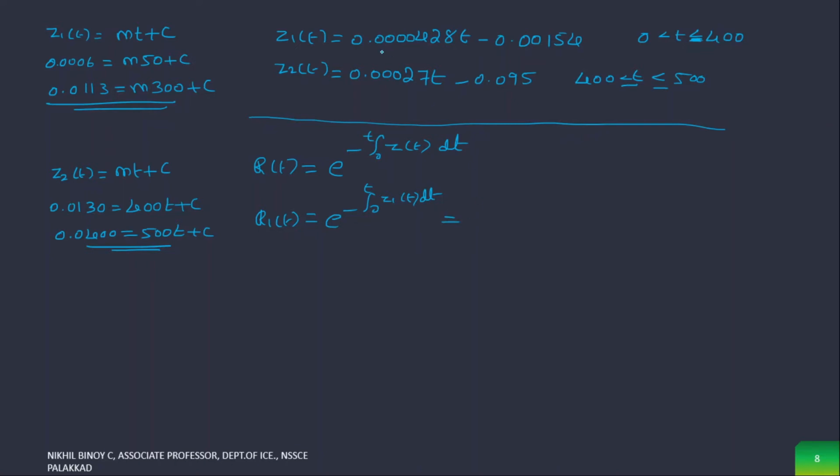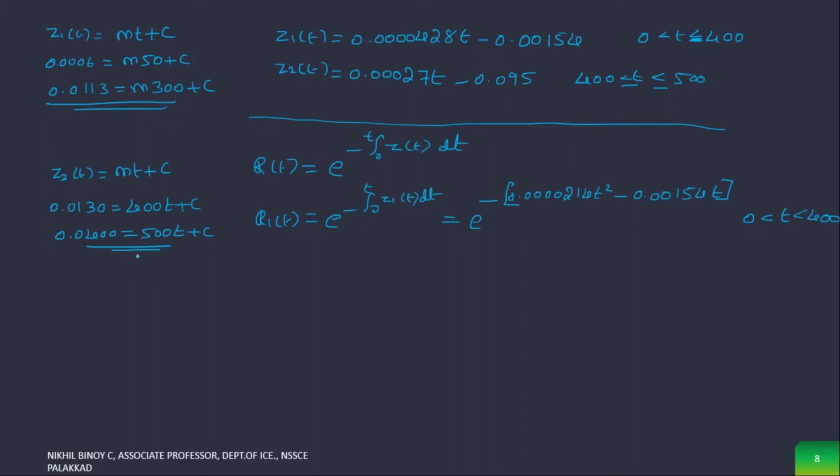That is equal to, since we have a linear part and a constant part, e raised to minus, in bracket, 0.0000214 t square minus 0.00154 t. Please note the duration: 0 less than t less than 400.